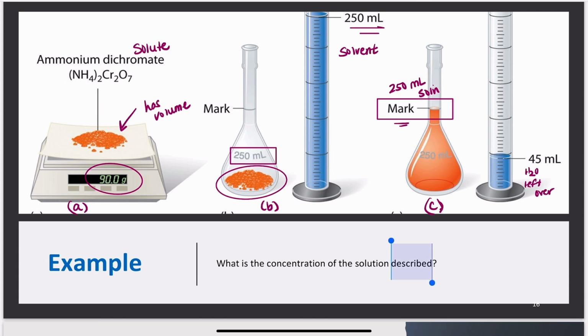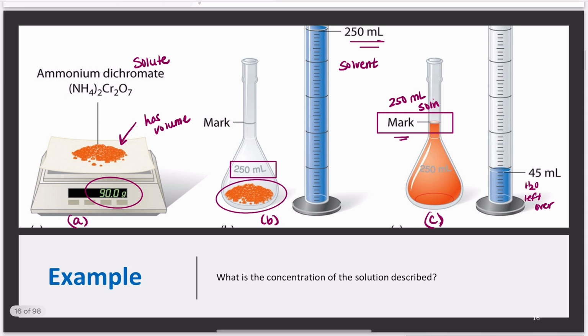So remember, your concentration is number of moles of my solute, so my (NH4)2Cr2O7, over my liters of my (NH4)2Cr2O7 solution. Okay, we're going to call this solute because it's going to be much shorter to write solute over and over. Number of liters of solution. That's what I'm trying to find. I don't know my moles.